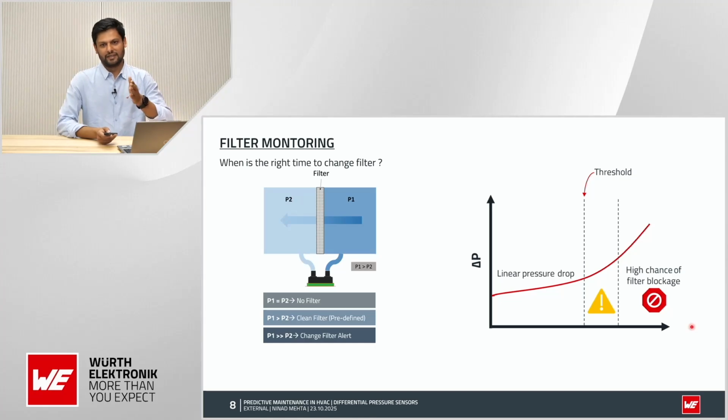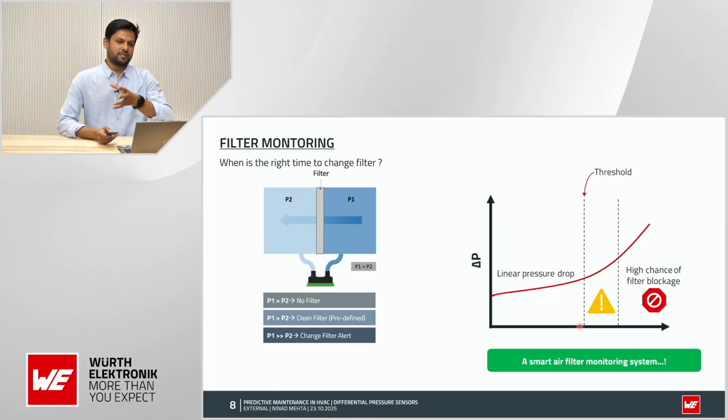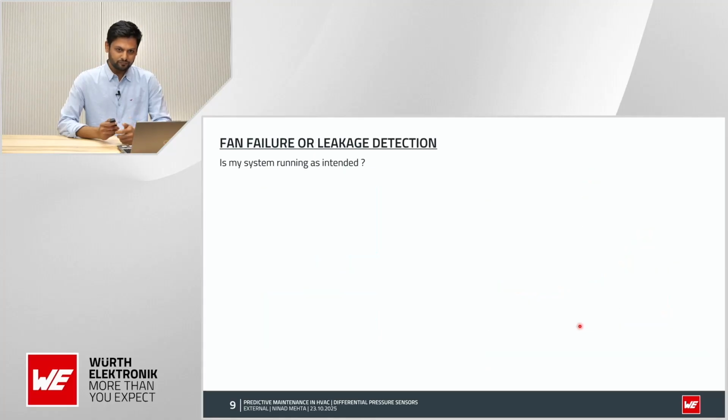And when the filter gets more or less clogged after a certain threshold point, your pressure drop starts to increase exponentially, and that is the point where you say, okay, it's a good time to change the filter, because after that there is a high chance of blockage. So with constant data monitoring through the sensors, it is very essential that you get this information via the sensors, and you only change the filter at the right time. With this kind of sensors, you have a smart air filter monitoring system in your HVAC.